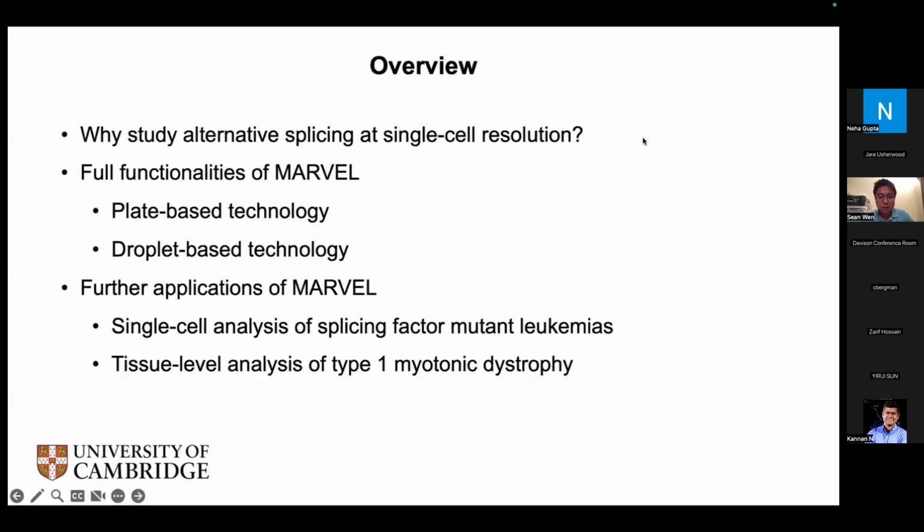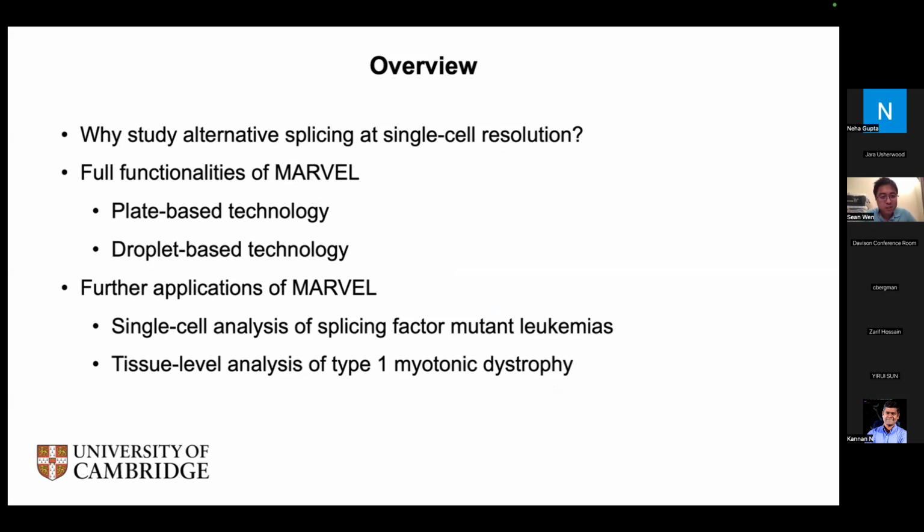So what will I be speaking about today? First, I'm going to convince you on why we should study alternative splicing at single cell resolution. And I'm going to go through the full functionalities of Marvel for single cell analysis. The first would be going through the features for analyzing RNA sequencing data generated from plate-based technologies such as SmartSeq, and also to analyze RNA sequencing data generated from droplet-based technologies such as 10x Genomics.